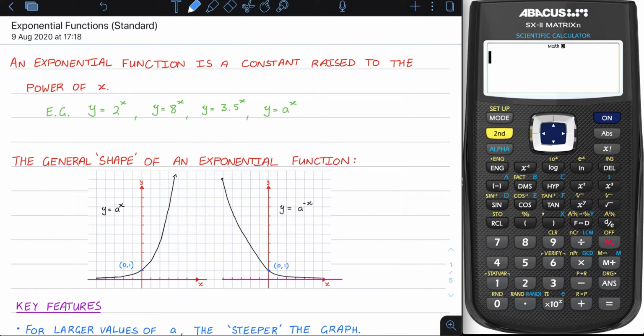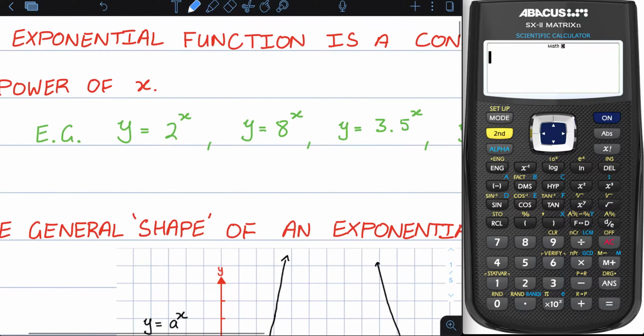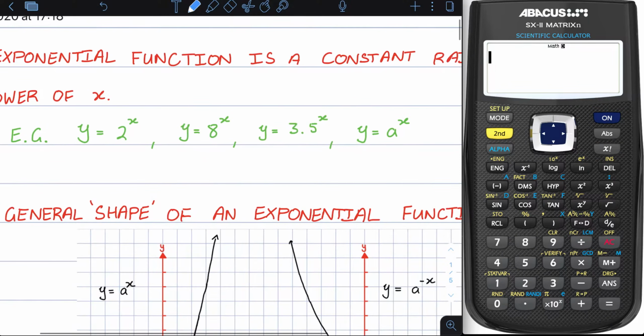This is a video tutorial on exponential functions. An exponential function is a constant raised to the power of x. So for example, here are a few that you can see. And the main thing you need to understand, or the mistake that I often see with students, is that they mistake this for x to the power of 2, or in this case, x to the power of 8. These two are not the same.